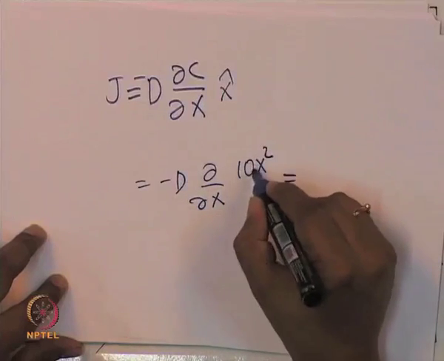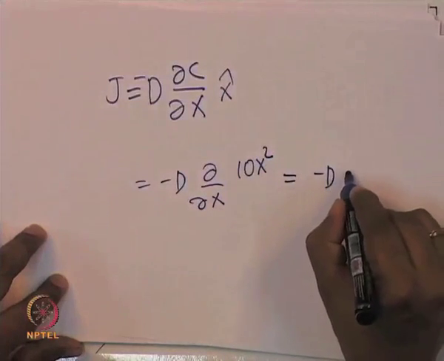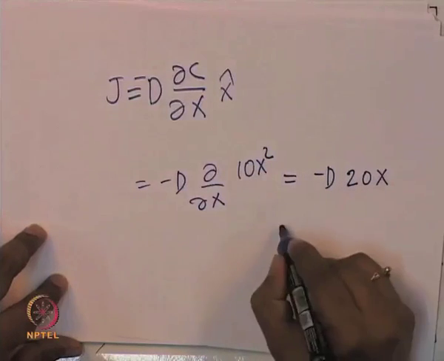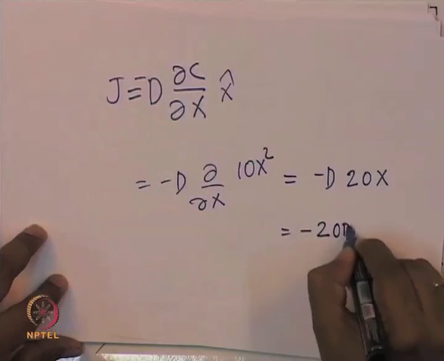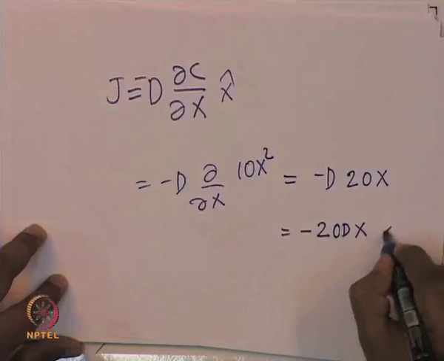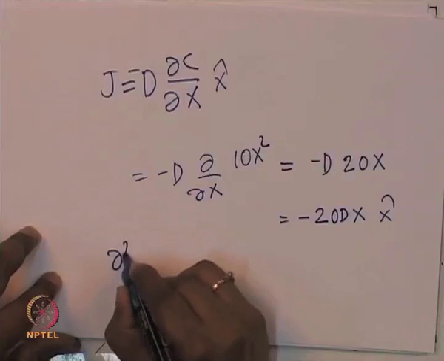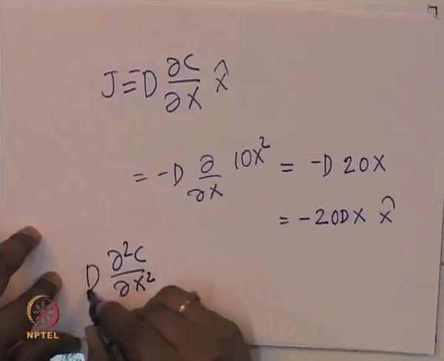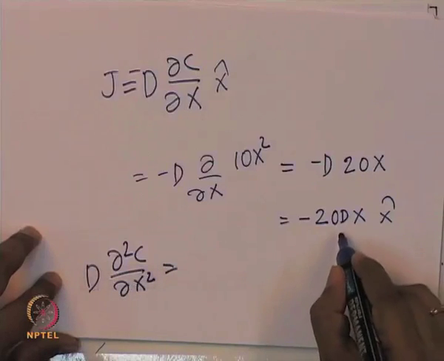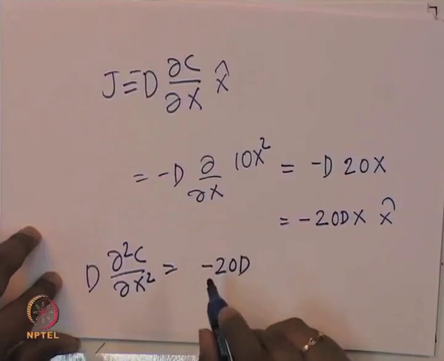So, this is basically derivative of 10 x square is 20 x. So, this is minus 20 d x x cap. So, this is the answer, and if you calculate the second derivative, del square C by del x square with d is one more derivative of this. So, the answer will be minus 20 d.